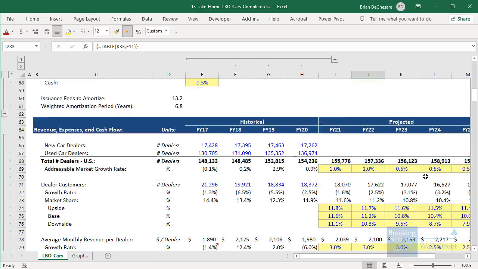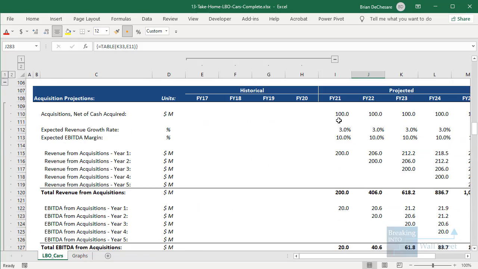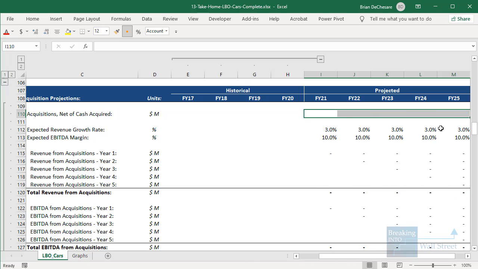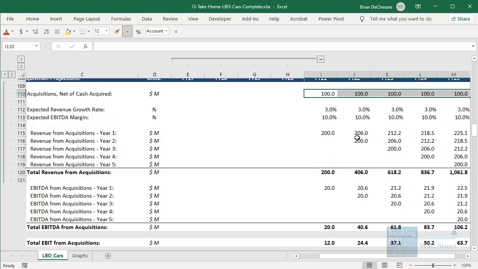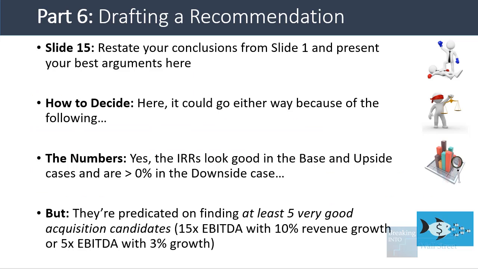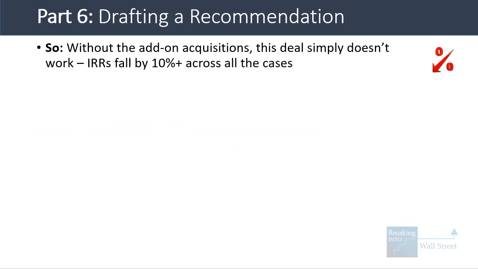If we go in and we say that the company's not going to make any add-on acquisitions, we set this to 0, and then we go down to the tables, the IRR instantly falls to more like the 10 to 15% range in the base case. So this deal is very, very dependent on these add-on acquisitions. Without them, the deal simply doesn't work.